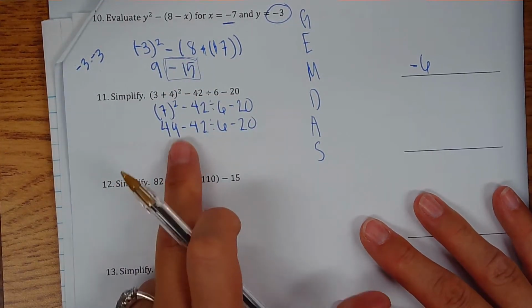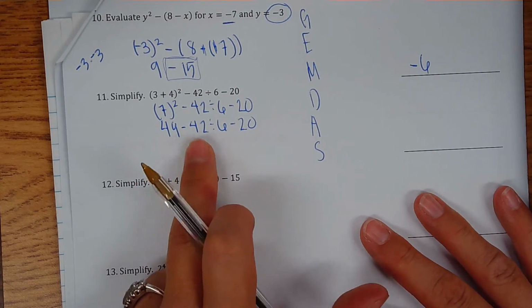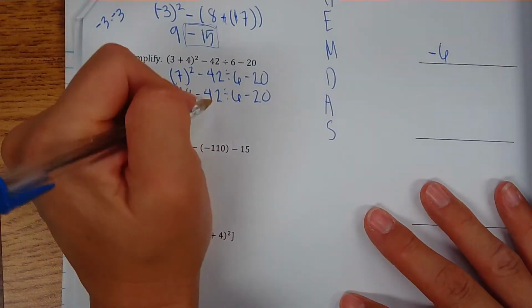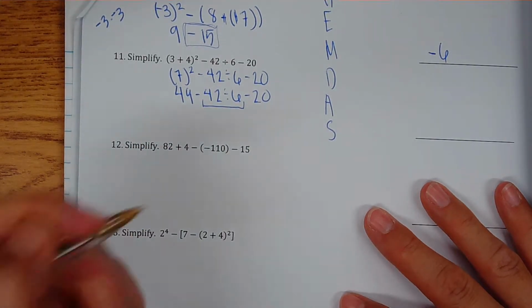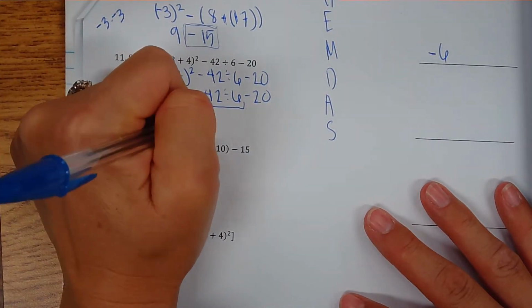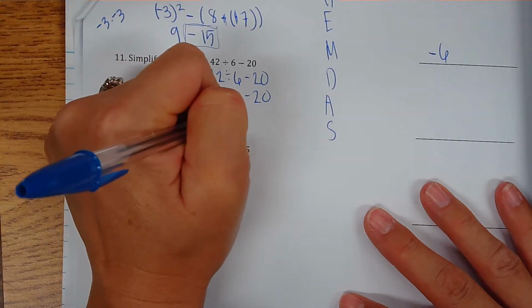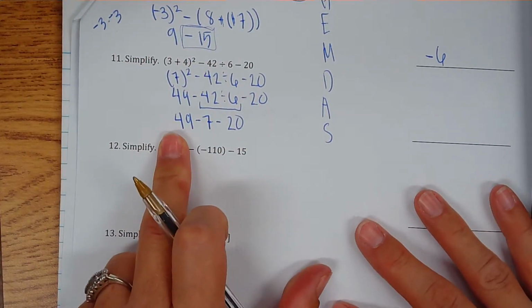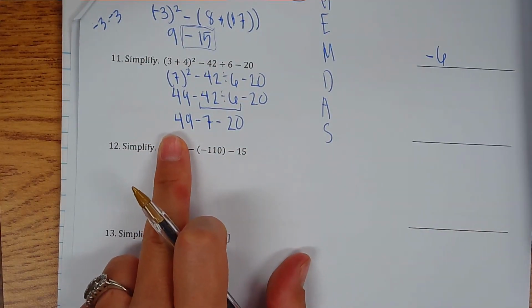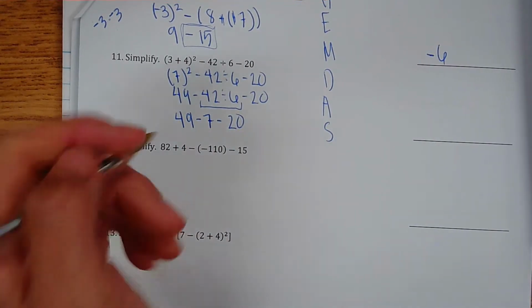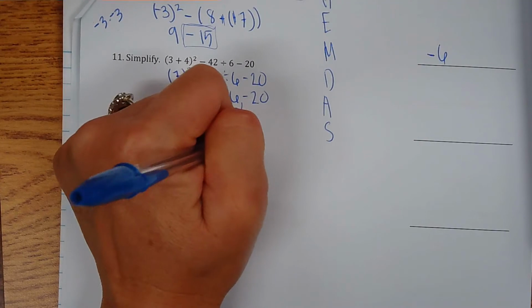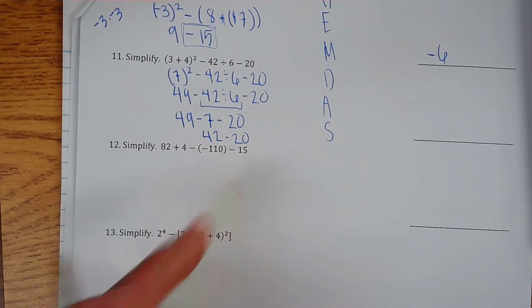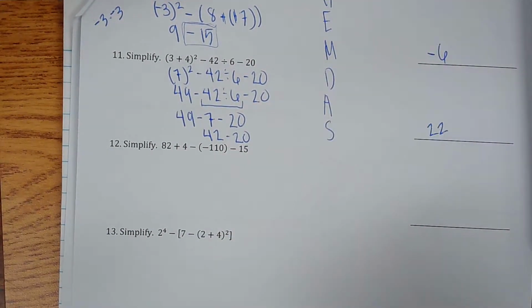All right, according to GEMDAS, it would be my division that would be next. So 42 divided by 6 is 7, so that would be 49 minus 7 minus 20. And now I can just go in order. So I would do 49 minus 7, which would give me 42, and then minus 20, and 42 minus 20 is 22.